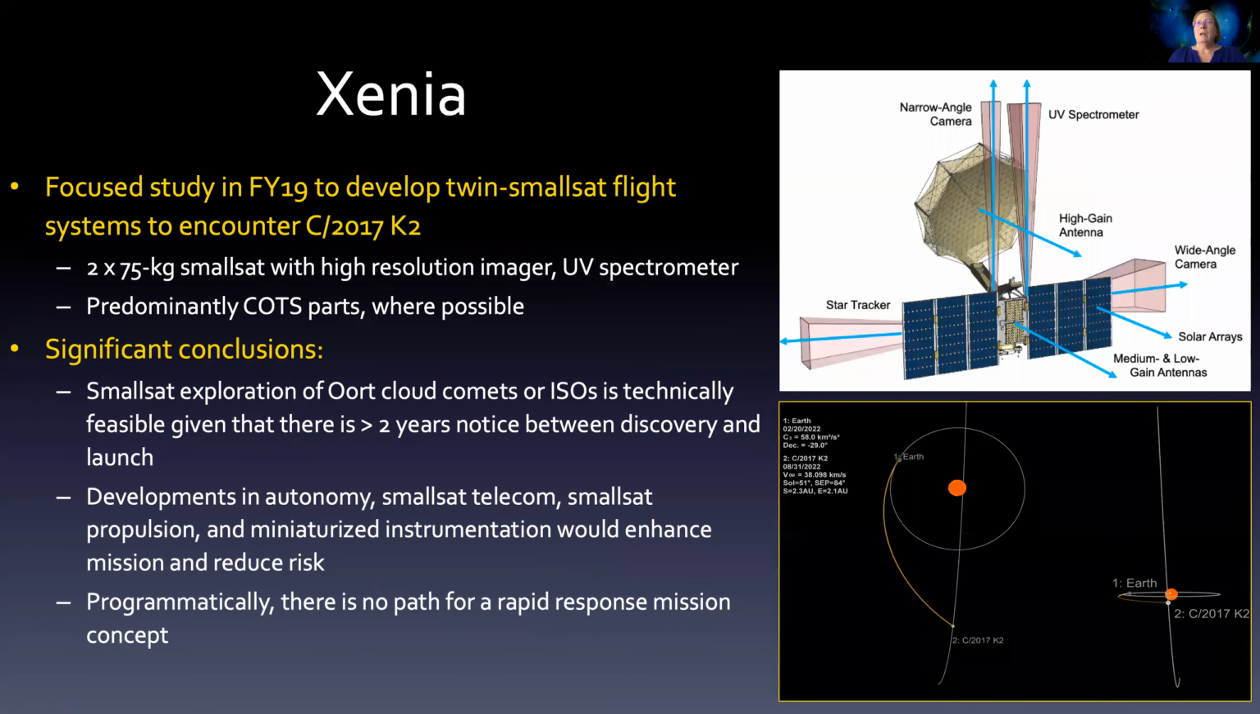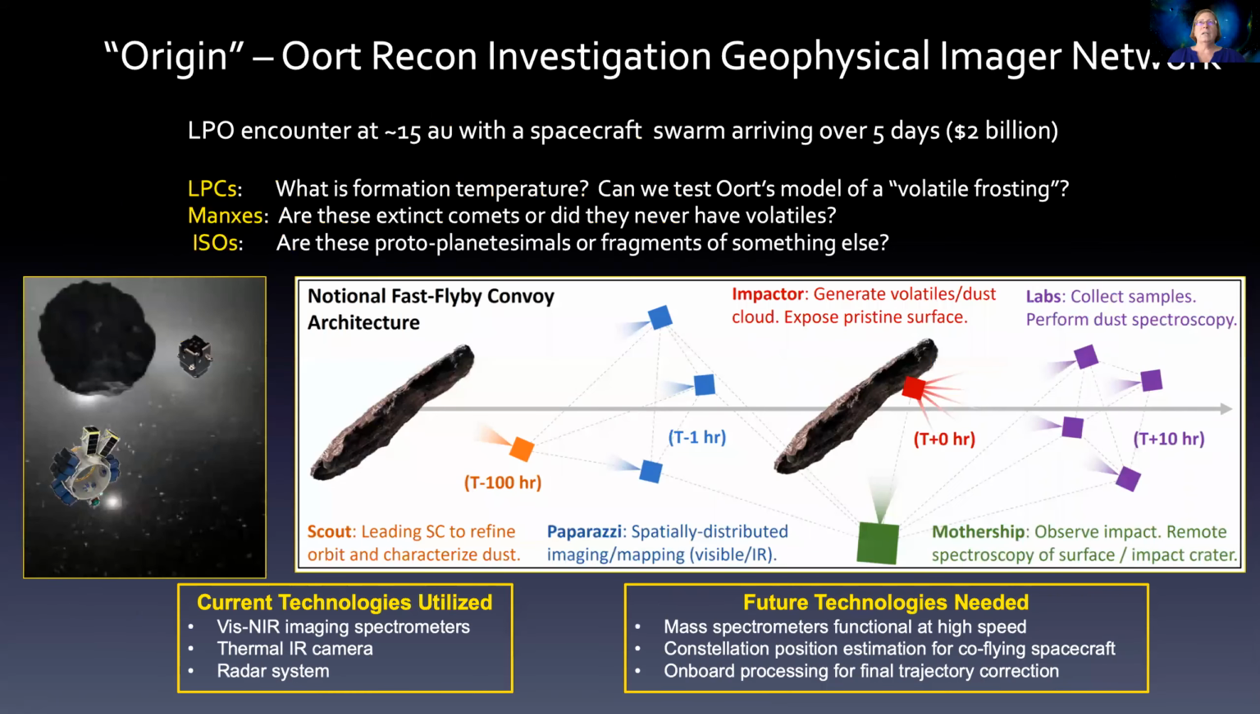JPL actually did a study for this comet C/2017 K2 and found that you could send 2 small satellites together for a flyby and accomplish some science with our technology today, but there was no path for a rapid response such as this, no way to get the funding. At a Keck Institute science workshop a couple of years ago, a team got together to see what the sort of mission timeline might look like.